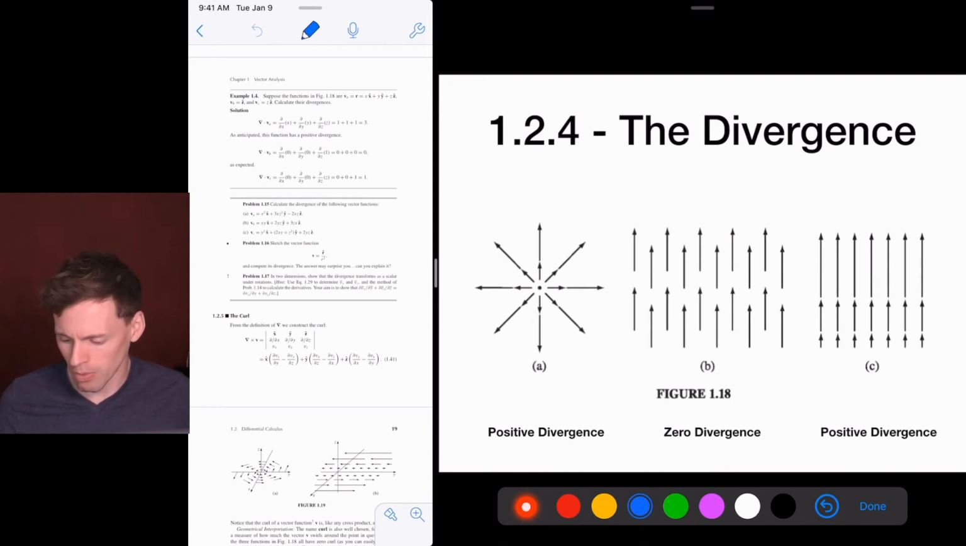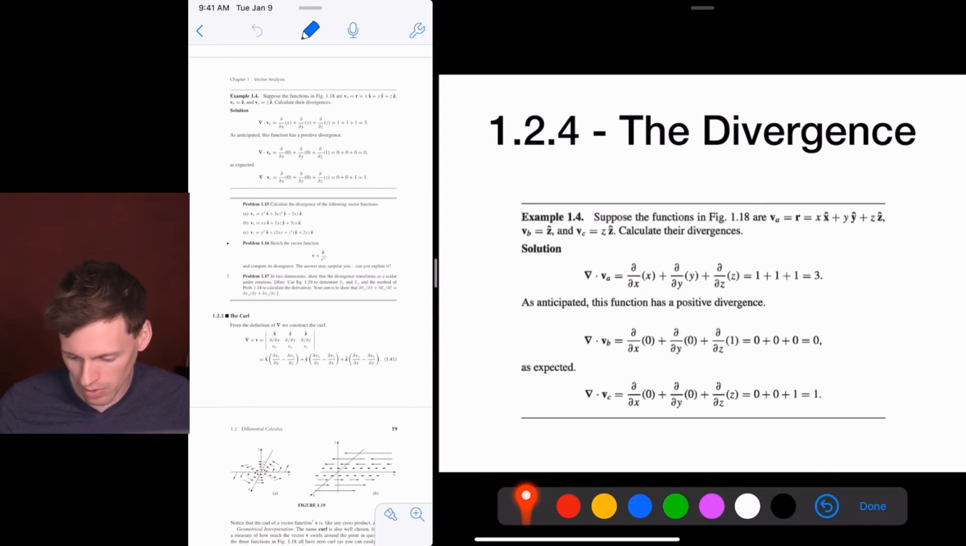This is an example. If you have a function that looks like this, we call that a positive divergence. This function here has 0 divergence, and this function here also has positive divergence because it's changing as a function of distance as you move away. Whereas this one has 0 divergence because it's constant through all space, it appears to be.